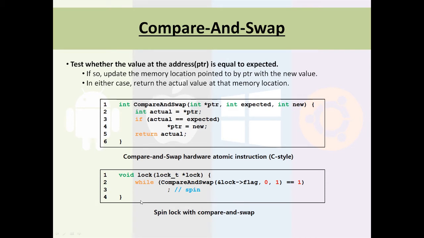Now, hypothetically, if we expect it to be 0, meaning we want to acquire the lock, and our actual value is 1, then actual is equal to 1. We're going to return 1, and that means we're going to have 1 equal to 1 here, which means we're going to spin all the time. So this is how compare and swap works. Basically the same as test and set, but in a slightly different way.